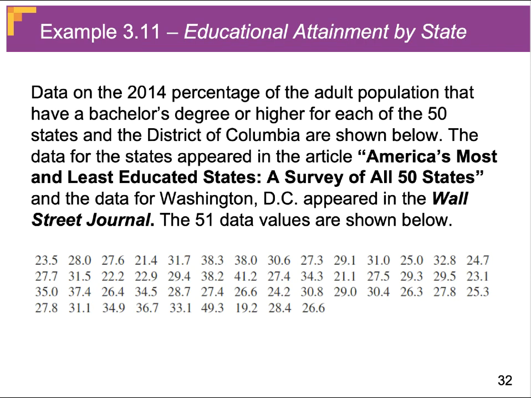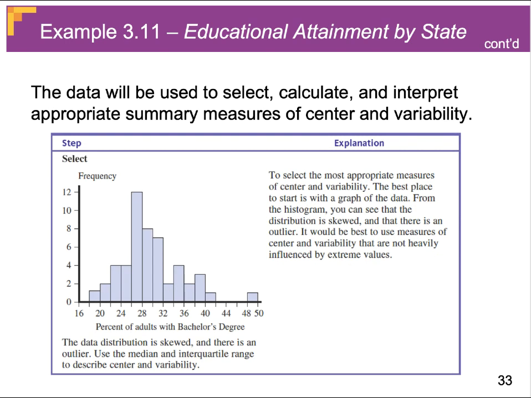The key difference here is just the type of measurements that we're using compared to what we did when we had symmetric data. So this is data from 50 states and the District of Columbia, giving the percentage of the adult population that has a bachelor's degree or higher. If we were to create a histogram, we would end up with a graph like this. Now, what we do notice here is it is somewhat skewed, and we have that outlier there between 48 and 50%. So using the median and the interquartile range is a better choice here so that we aren't influenced by those extreme values.